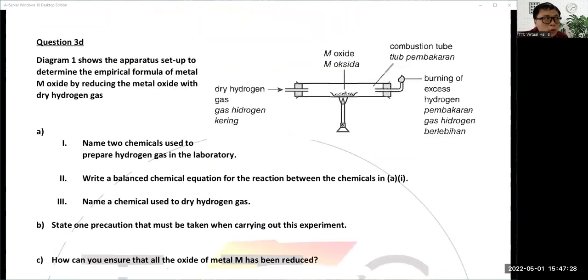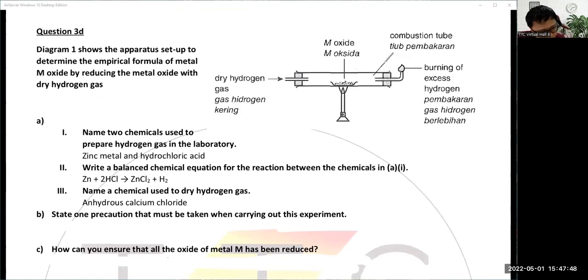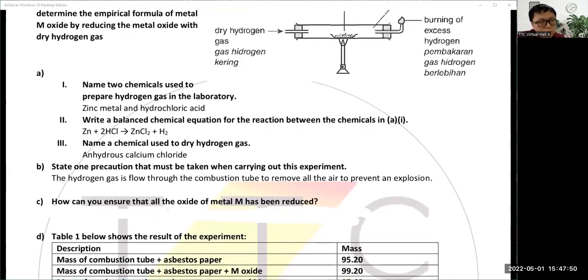Same thing, it changes to M oxide. So what are the 2 chemicals to prepare hydrogen gas? You can see that by the fourth question, you start to be very confident. And when this kind of question comes out, you can see the differences. A school question might be a bit different, but it won't be a challenge for you. So it becomes zinc plus hydrochloric acid giving zinc chloride and hydrogen gas. So how to dry it? You can use anhydrous calcium chloride. For the precaution taken, you must let it flow through for a few minutes to remove all the air before heating, if not, an explosion will occur.